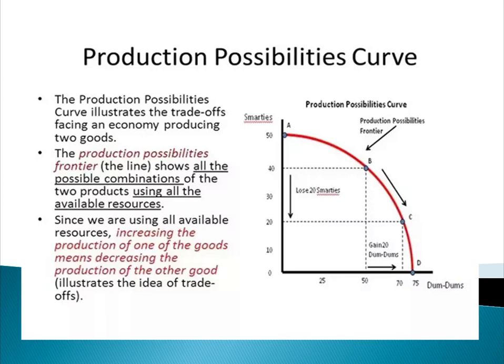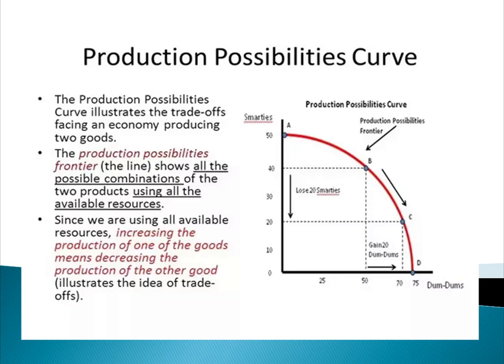As we can see in this diagram, this is the production possibility curve from A to D. This is also called the production possibility frontier. This is also called the opportunity cost curve. We will discuss how it can be called the opportunity cost curve, but first of all we have to know the definition. It shows the combinations of two goods produced by using all the available resources.